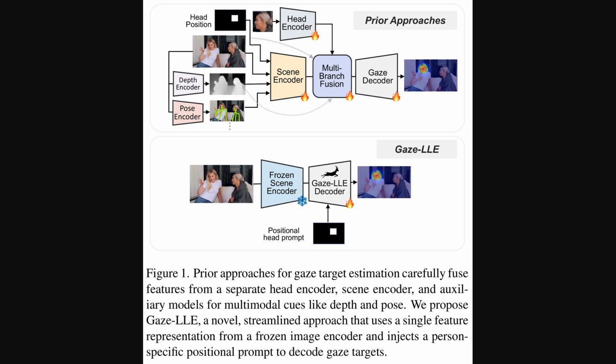Alright, and this figure here really visualizes that simplification I was just talking about. At the top, you see the prior approaches. They're quite busy. You have separate inputs for the head, the scene, and even things like depth. Each one gets processed by its own encoder, which is just a part of the network that extracts important features. Then they all have to be fused together. But if you look at the bottom, the Gaze-LLE model is much cleaner. It uses one single frozen scene encoder, meaning it's pre-trained and not modified, and simply injects that small positional prompt I mentioned to a lightweight decoder, which then generates the final gaze map.